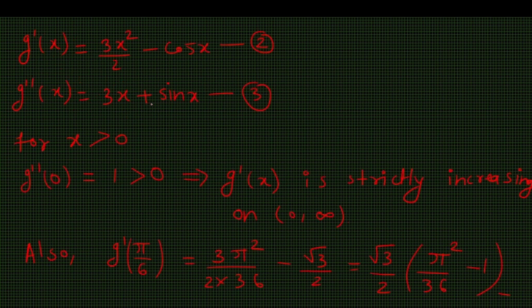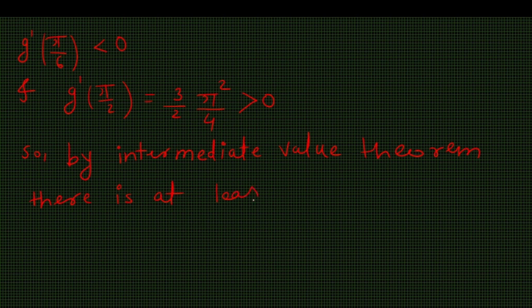Also we can notice for another point, let's say pi by 2. g dash of pi by 2 is equals to 3 by 2 pi square by 4, which is greater than 0. Now we can see here, g dash of pi by 6 is negative and g dash of pi by 2 is positive. So by intermediate value theorem, we can say at least one root of g dash lies in between pi by 6 to pi by 2. So there is at least one root in between pi by 6 comma pi by 2.